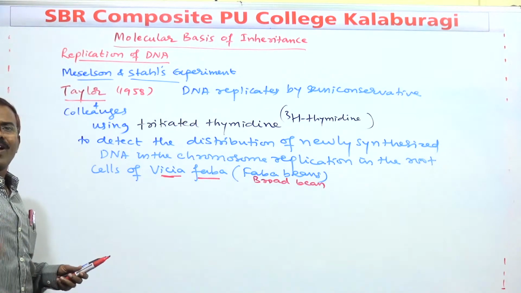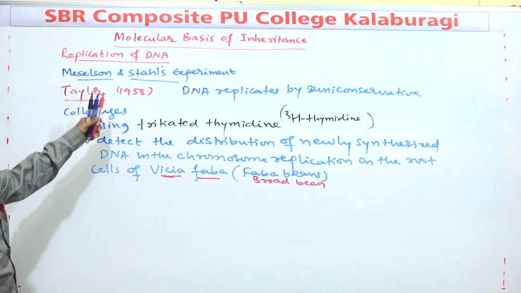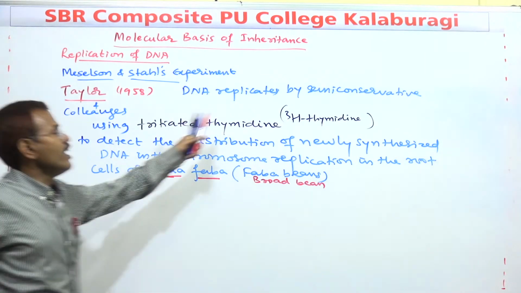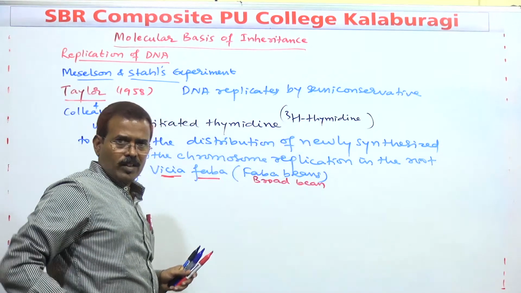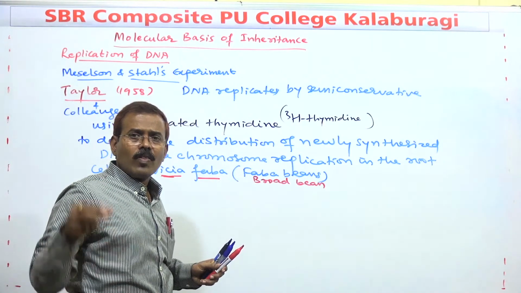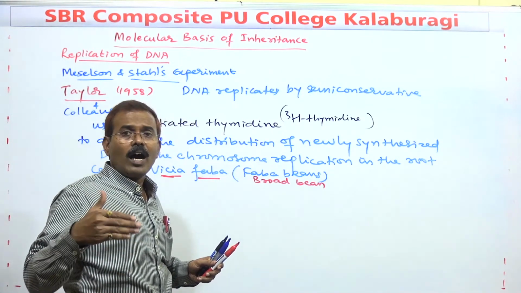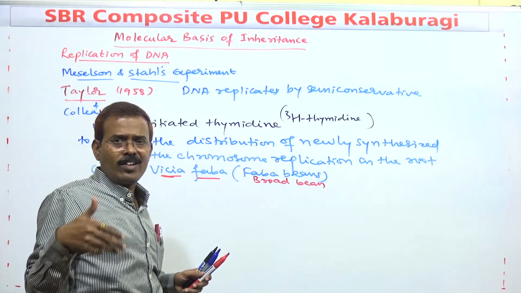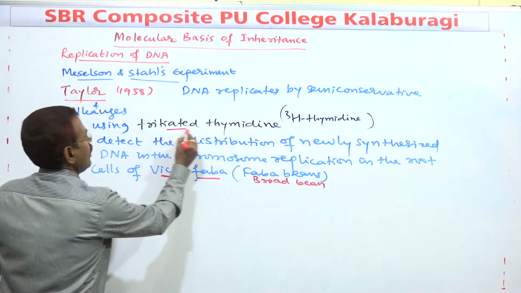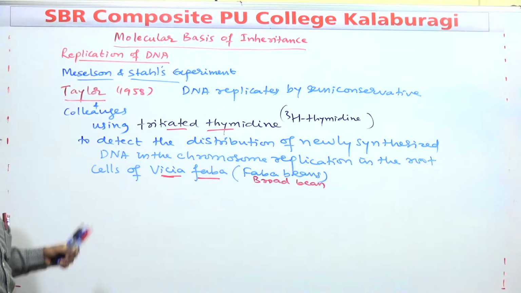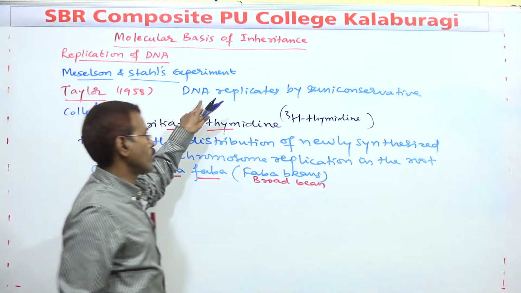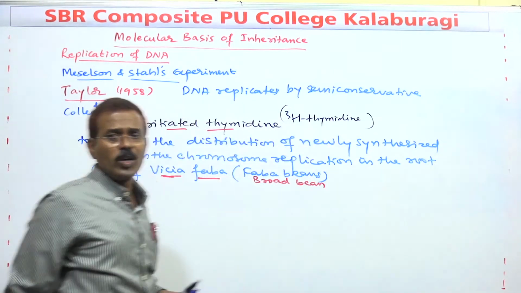So this was the quantitative experiment carried out by Taylor and his colleagues in the year 1958 to confirm that DNA replicates by the semi-conservative method. They studied chromosome replication in the root cells of Vicia faba, and how the newly synthesized DNA strands are distributed. That is what they detected using tritiated thymidine. This was further confirmation given by Taylor and colleagues.